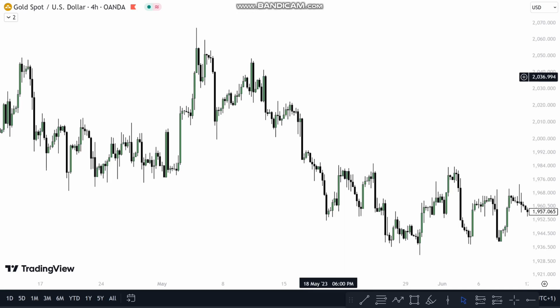Hey guys, this is the gold chart on the 4-hour time frame, and here we'll be reading the structures.